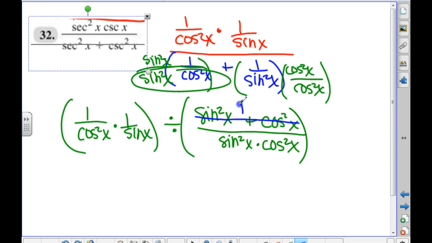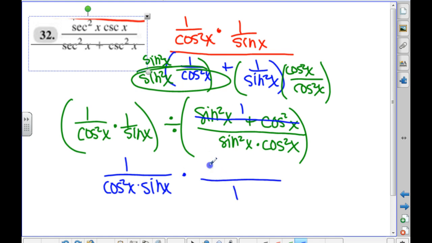All right, divide is flip it over. Can we make this one fraction up here, guys? When you multiply, you don't need a common denominator, right? So this is 1 over a cosine squared times a sine. That's lovely. Divided by becomes times, and we flip this over. We have a sine squared, cosine squared.